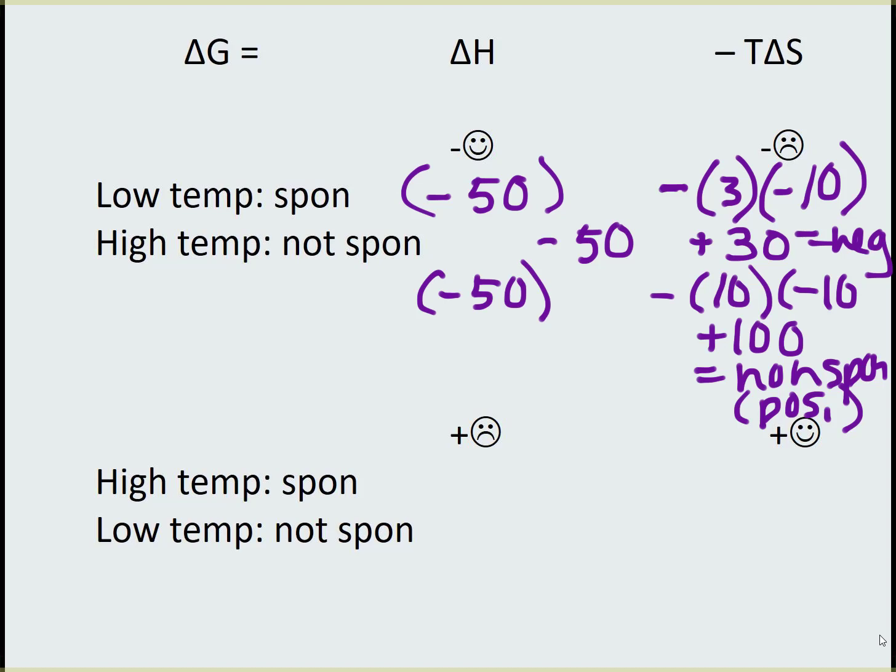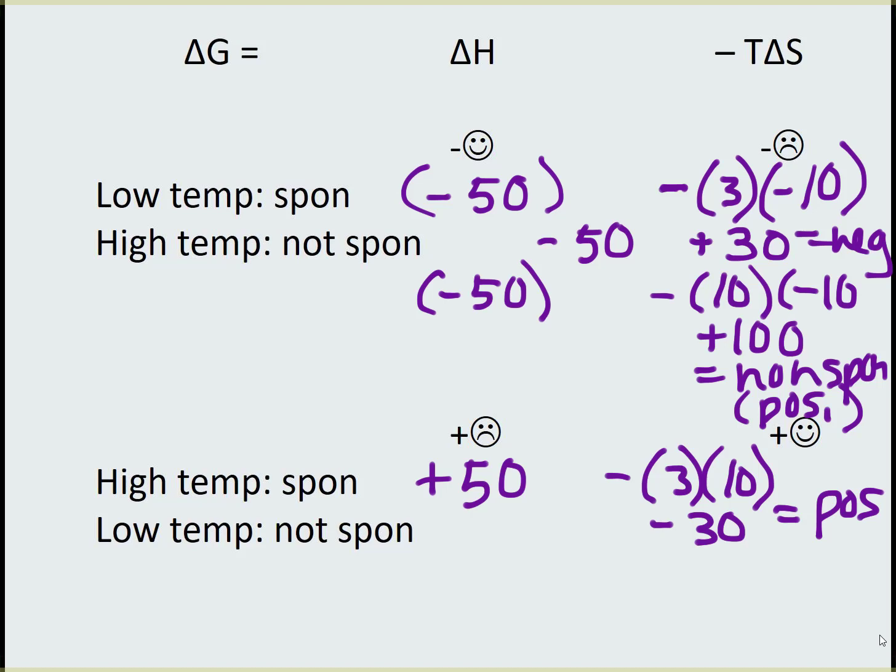Let's look at the opposite situation. If we have an endothermic reaction, so I just put positive 50. Let's see what happens with a low temperature. We end up having, this is a minus 30. And so we still end up with a positive number. So this will be non-spontaneous with that low temperature.